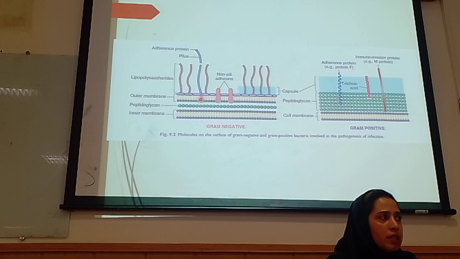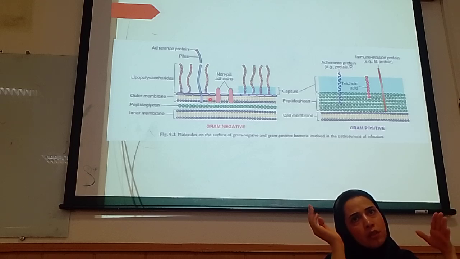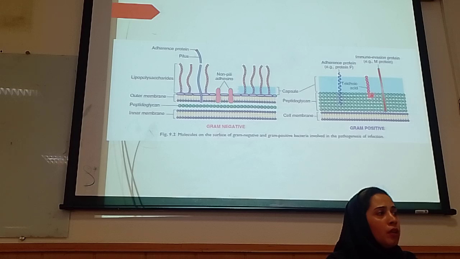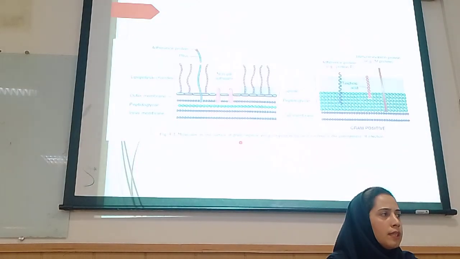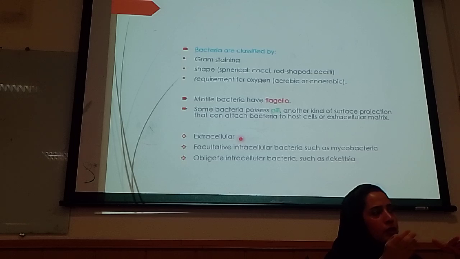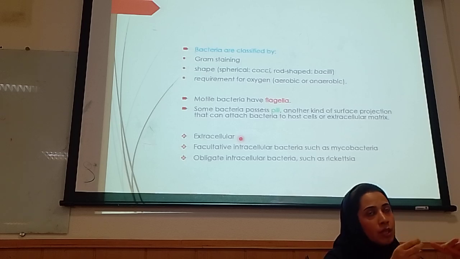Both gram-positive and gram-negative bacteria have structures to attach to the host cell. For example, we have pilus, for example, E. coli, which wants to attach to the mucosal cells of the urinary tract and cause urinary tract infection. And in gram-positive bacteria, we have some adherence proteins as well. Also, we should say that bacteria can be extracellular, as I said. Sometimes they are facultative intracellular, such as mycobacteria, and sometimes they are obligate intracellular, such as rickettsia.